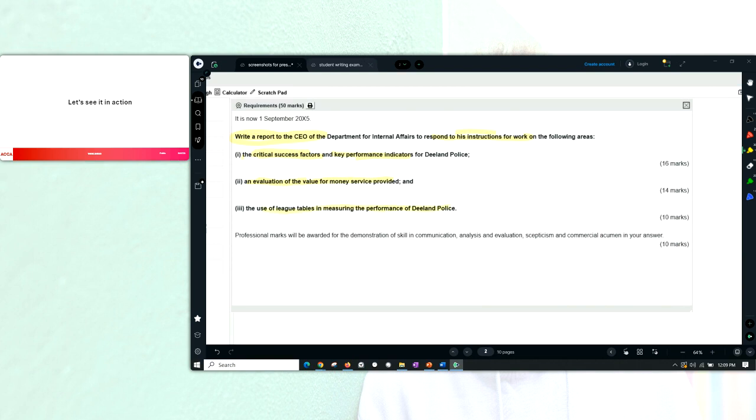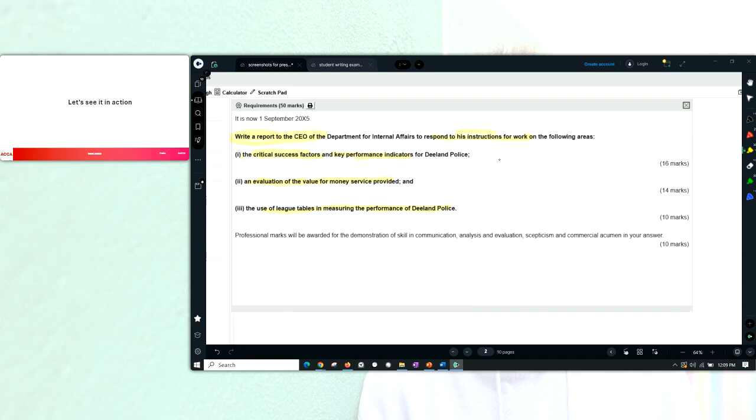Now, side exam technique tip, always read these requirements before you go into the exhibits, because you need to know what you are looking for. If you read the exhibits first and then end up at this, you're going to lose a lot of time. It's like going into the supermarket. You need to make a shopping list before you go in.